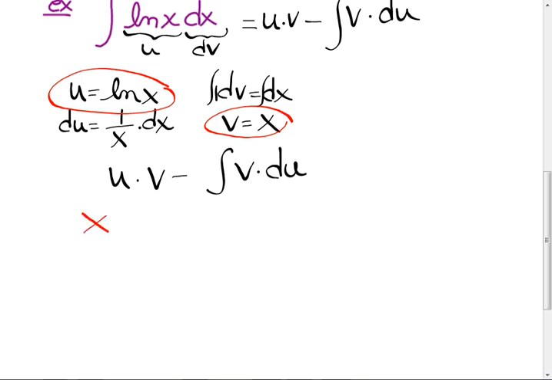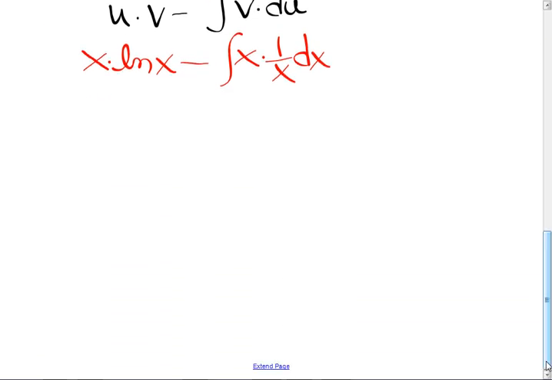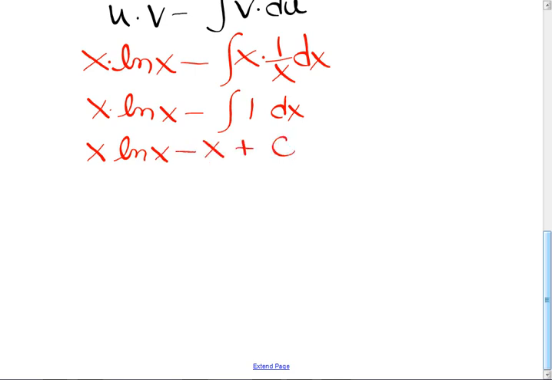So it's x times the log of x minus the integral of, and v turned out to be x, and du turned out to be 1 over x dx. There's your product. I'm undoing the x log x. So I get x times the log of x minus the integral of, what's that going to give me? What happens to the x's? It cancels, so I'm going to get 1 dx. So it's x log x minus x plus c. That's the integral of the log of x dx.